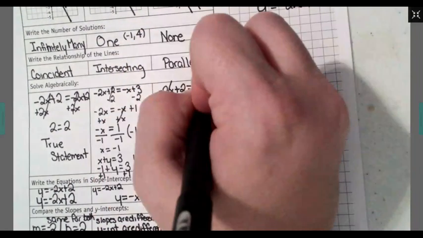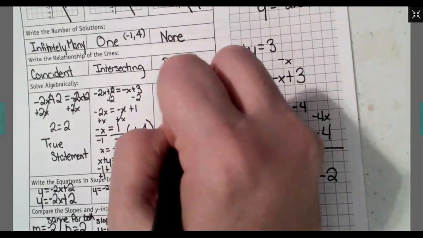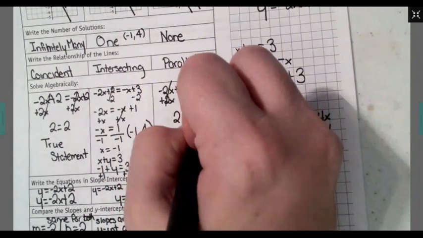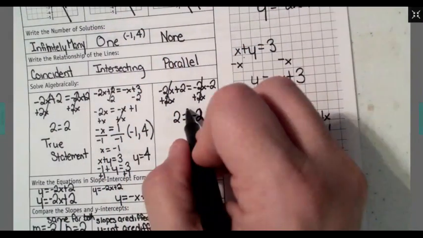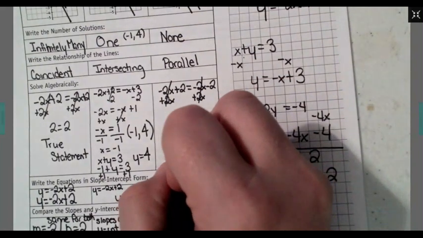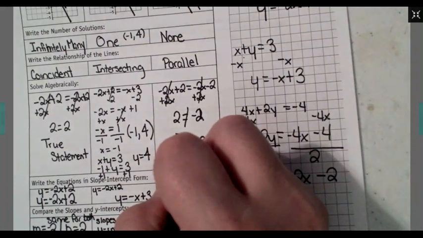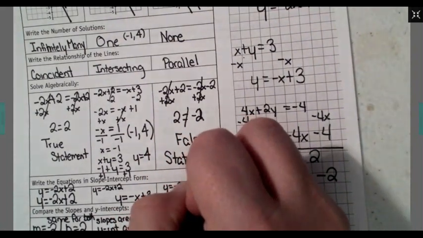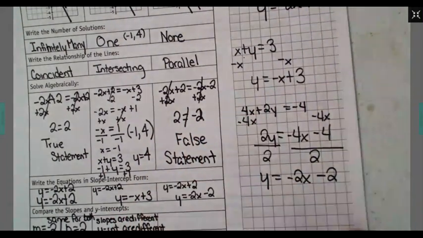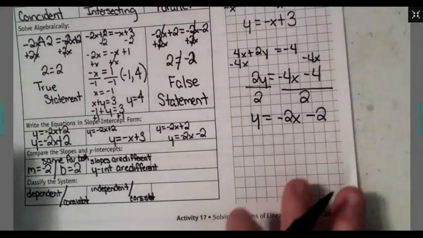We would add 2x to both sides. Our x's would cancel out, and I'm left with 2 equals negative 2. This is a false statement, which would lead to no solution. It means no matter what number I plug in there, it's never going to work.